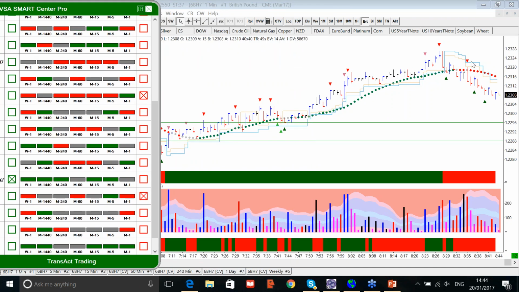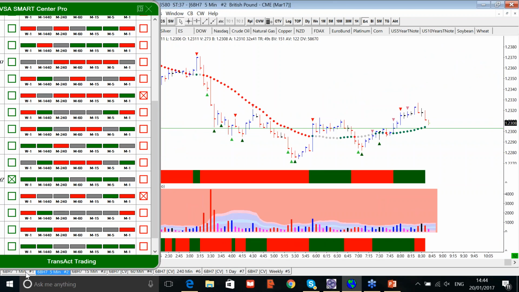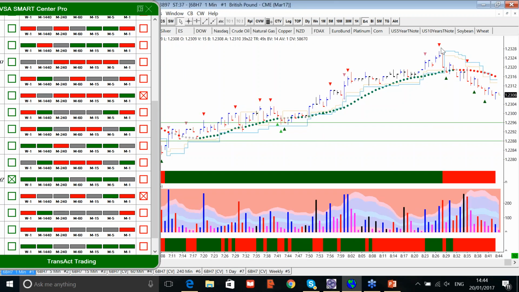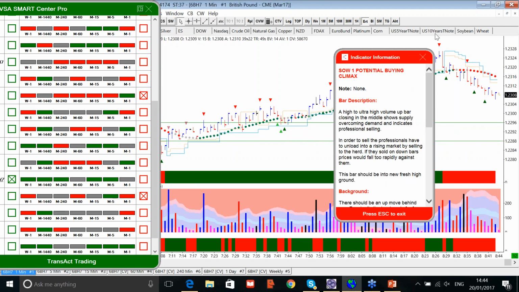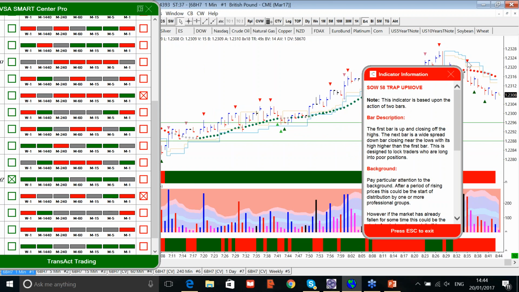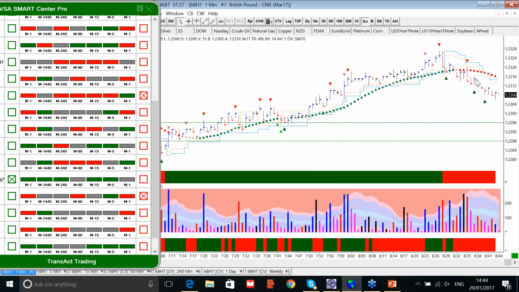First and foremost, we have got in the background here on this time frame, I think that's the 5-minute chart, is it? No, it's a 1-minute chart. On the 1-minute chart, they mark it up, buying climax. Over here, you have a trap up move. It falls again, so we will get an opportunity to short it. Now, again, we look at the color of the diamonds. They're red. That's why it's fallen.